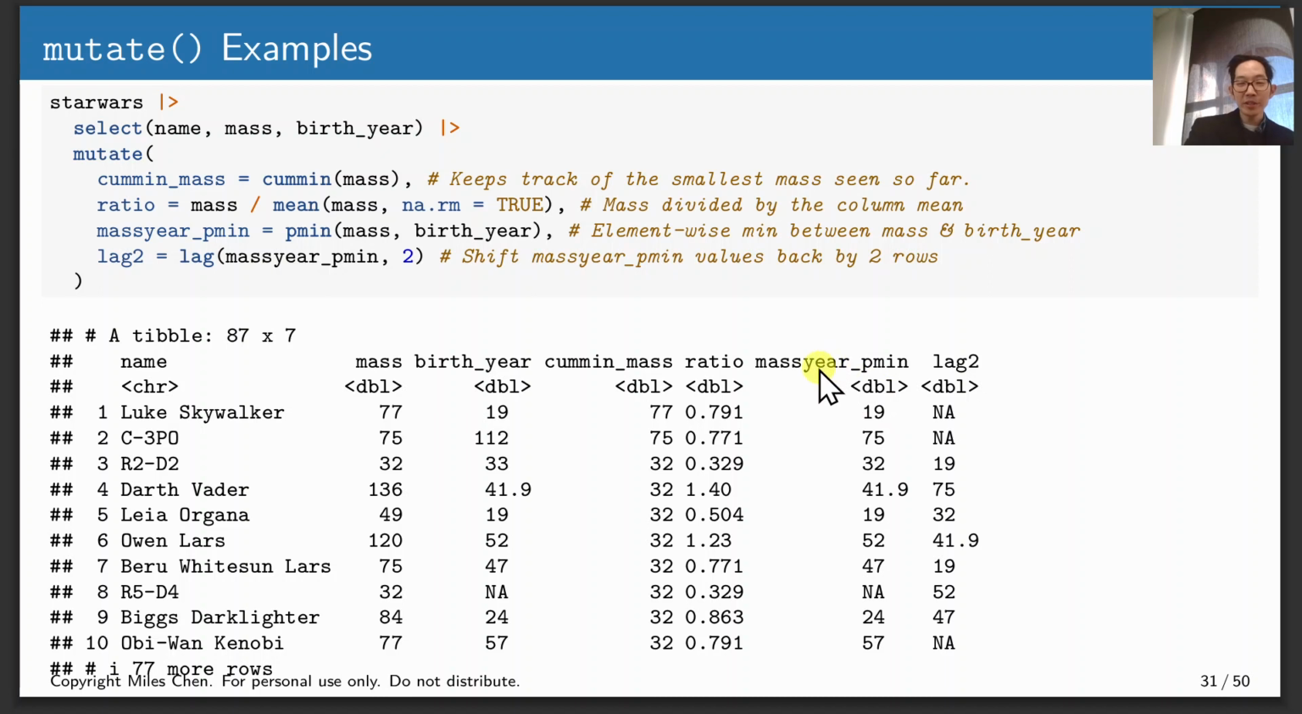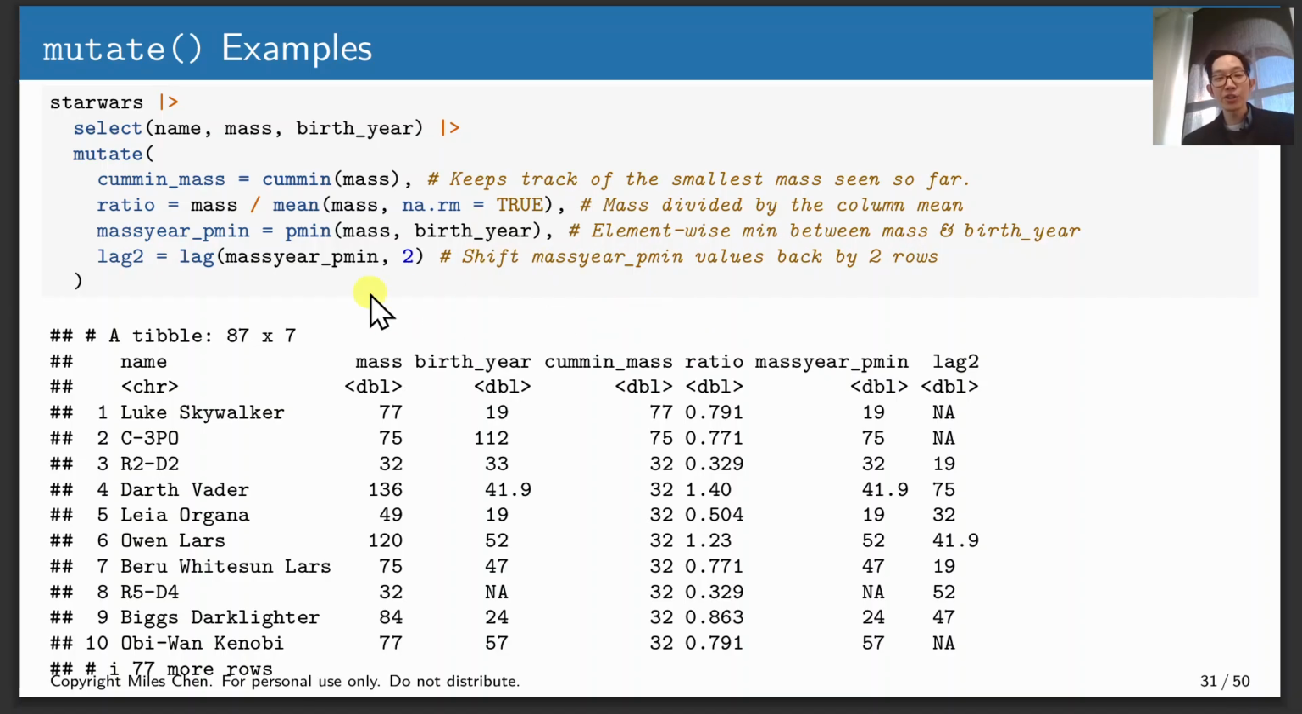Mass year pmin. Again, this doesn't make sense at all for this data set, but it just compares these two columns, and you can provide a longer list of columns, and gives you the smallest value, in this case the minimum value in the row that it sees. Or what's the maximum value? So between 77 and 19, which one's smaller? 19. Between 75 and 112, which one's smaller? 75. Between 32 and 33, which one's smaller? 33. So on and so forth.